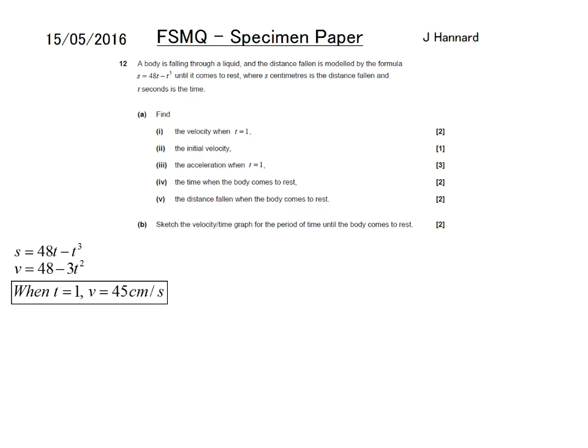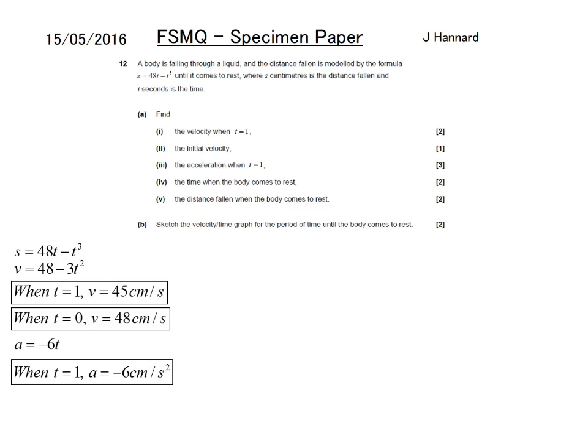Now the initial velocity means when the clock equals 0, so that means when t equals 0, therefore v is 48. And now we want the acceleration when t equals 1. The relationship between velocity and acceleration is through differentiation. So power to the front, knock 1 off the power, we get that. When t equals 1, a equals minus 6. And remember, all the units for this are centimetres per second or centimetres per second squared, because it's centimetres against seconds.